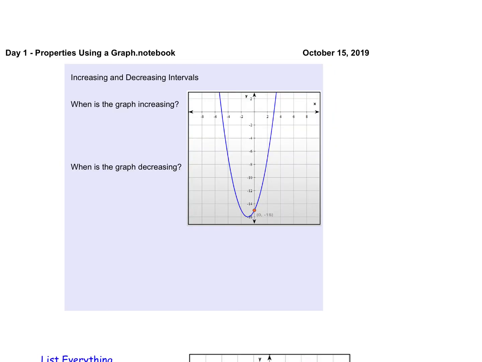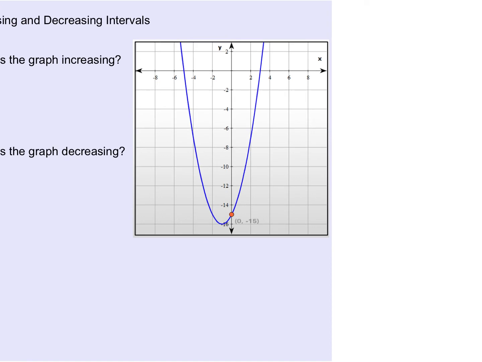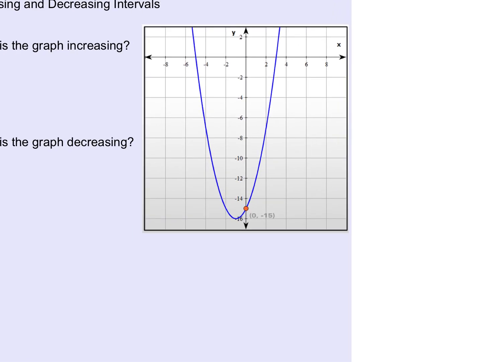All right. Increasing and decreasing intervals. I screwed this one up in the other hour. Let's see if I can not screw it up this time. Would you agree the vertex is not that orange point? That's what I screwed up the other hour, I thought the vertex was (0, -15). It's not. The vertex is actually what?